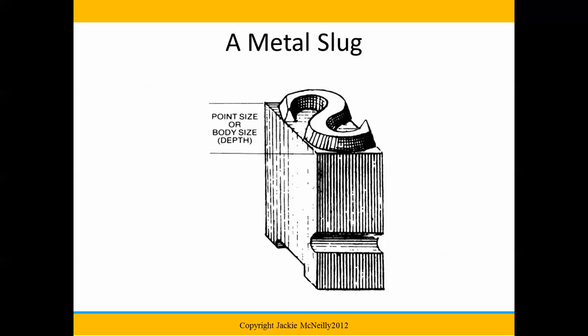So to begin with, let's have some history. Type was set in metal slugs in the beginning. And you can see here, this is a drawing of it, type was measured from the top of the slug to the bottom of the slug. And the space in between is the point size.